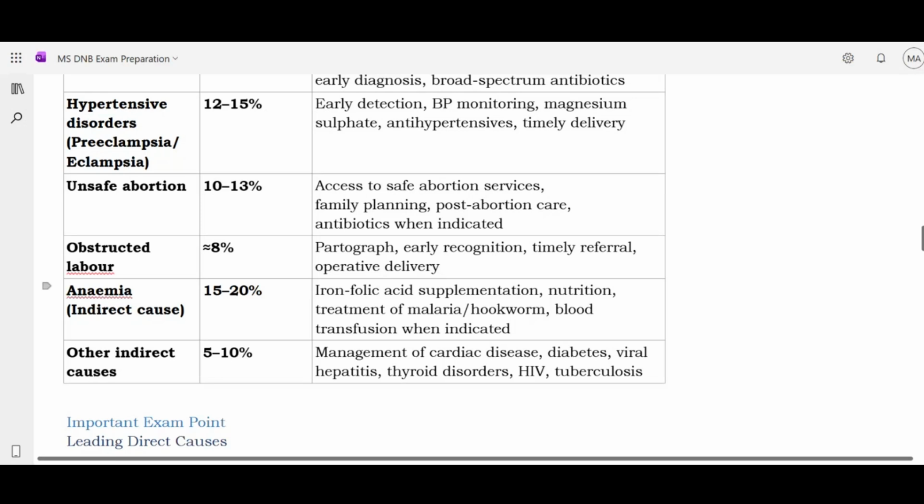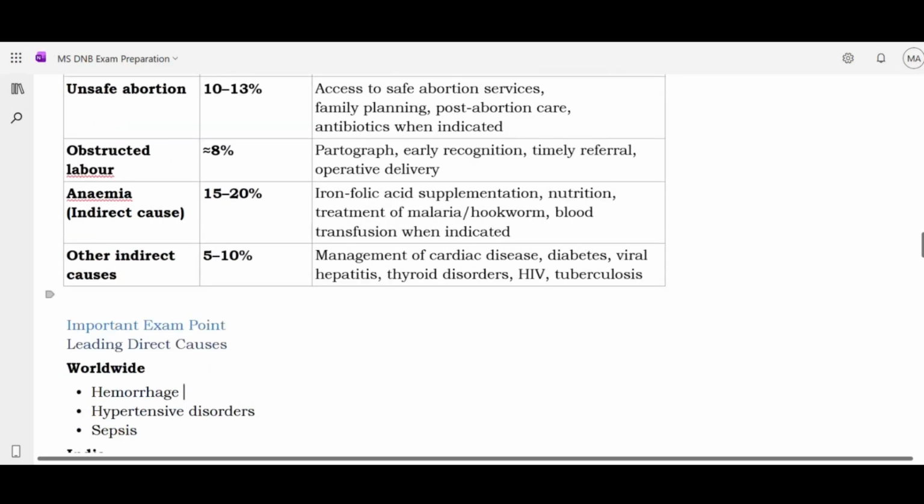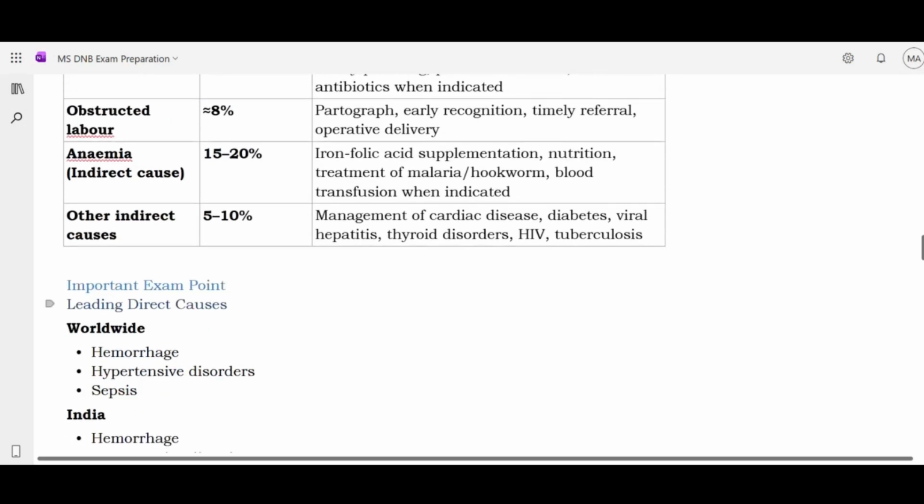Then anemia is a very important indirect cause. The most common indirect cause is anemia; the direct cause is hemorrhage. Anemia contributes around 15 to 20% of maternal deaths. Prophylaxis is iron folic acid supplementation, nutrition, treatment of malaria and hookworm, and blood transfusion wherever indicated. Other indirect causes contribute around 5 to 10%, and the intervention is management of cardiac disease, diabetes, viral hepatitis, thyroid disorders, HIV, tuberculosis, etc. So you need to manage these particular conditions.